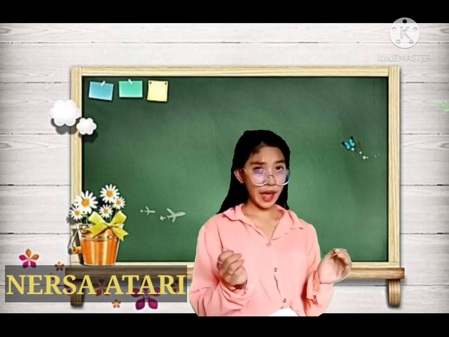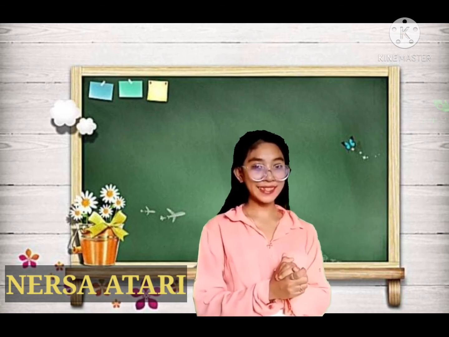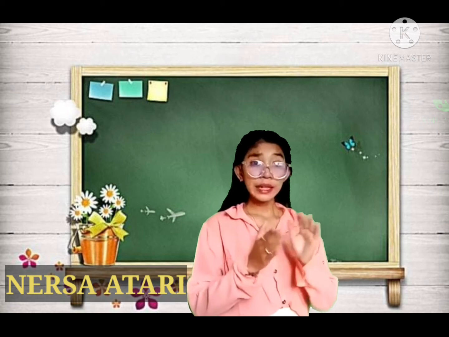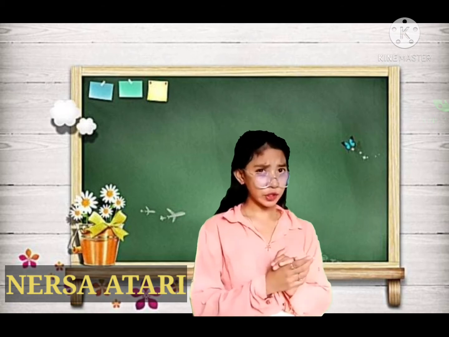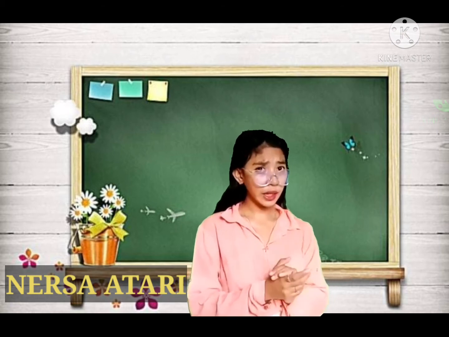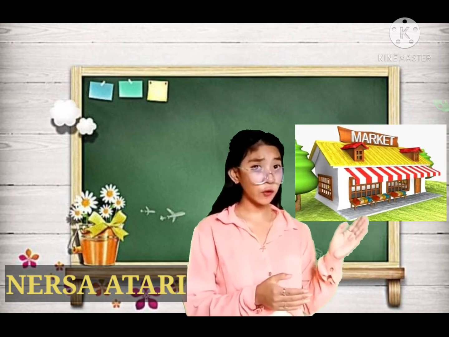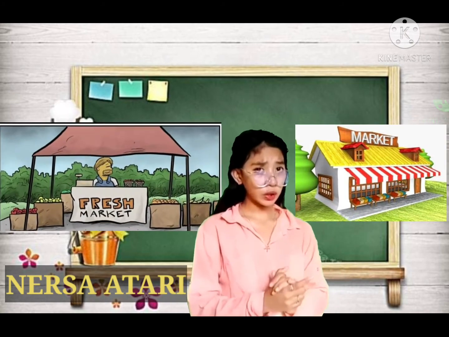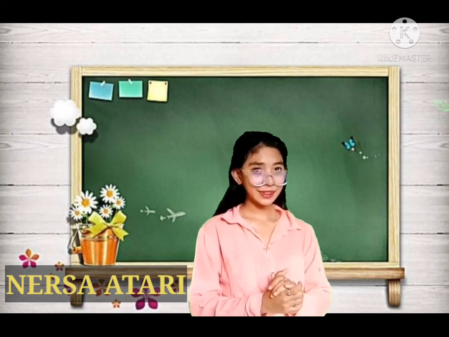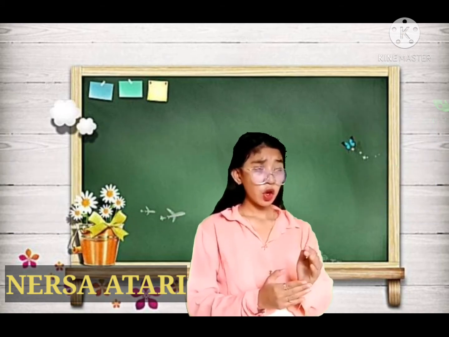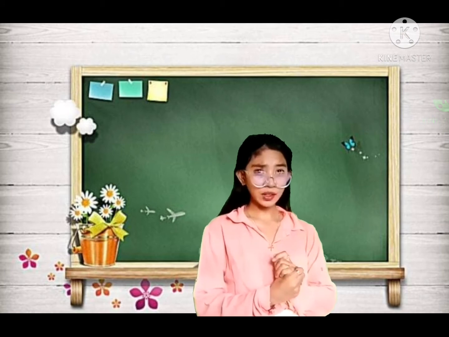Did you understand the short story, class? Very good. Now, I have a question. Why do you think that the stall B has fresher looking fruits than the stall A? If that's so, what do you like to find out?